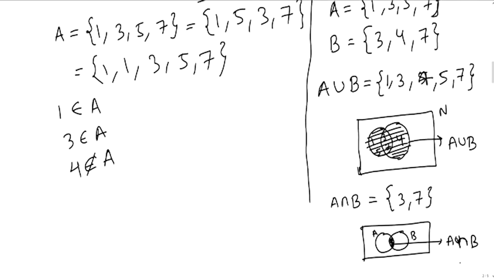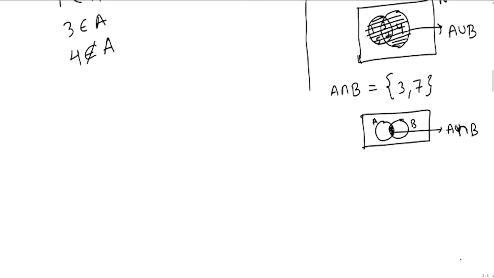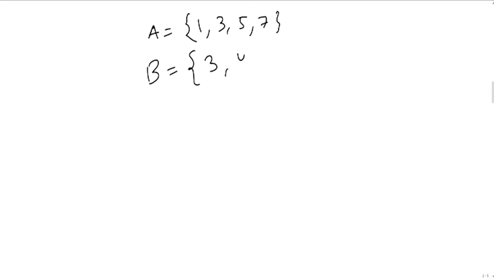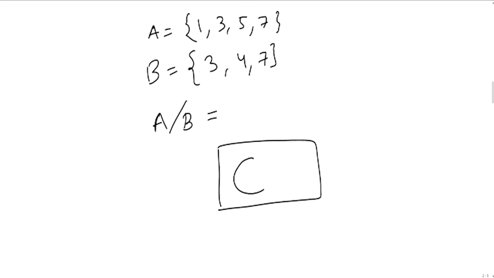Now there are some other operations you can do. You can also find out, let me rewrite set A and B here. So A was 1, 3, 5, 7. Set B was 3, 4, 7. You can also figure out set difference of A and B. Set difference of A and B is basically a set whose elements belong to A but they do not belong to B.